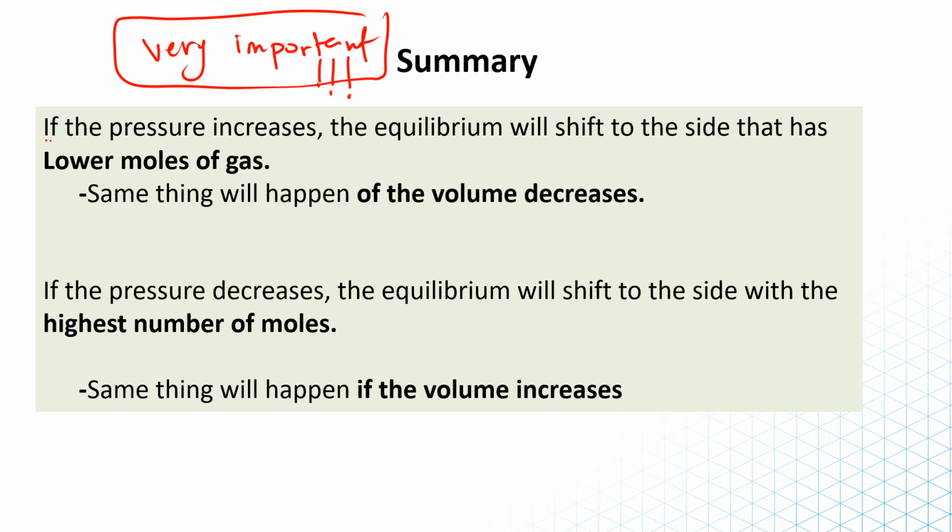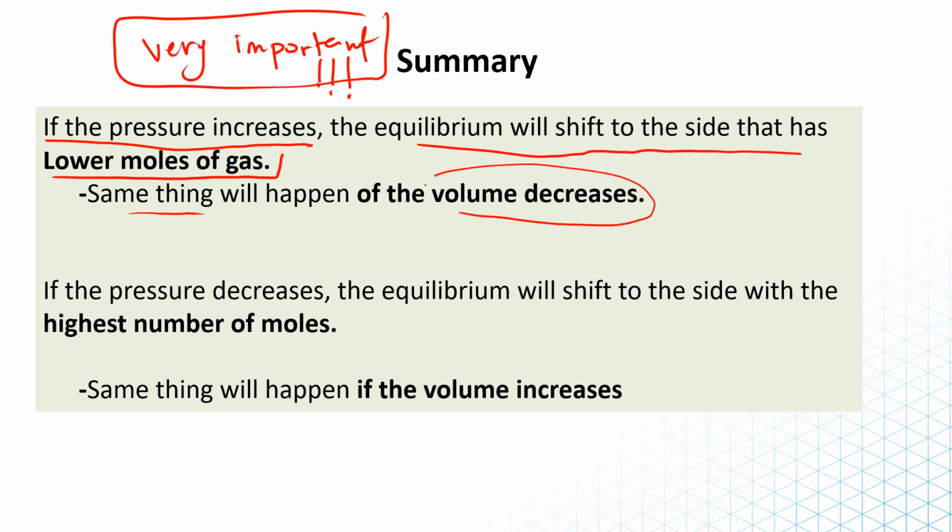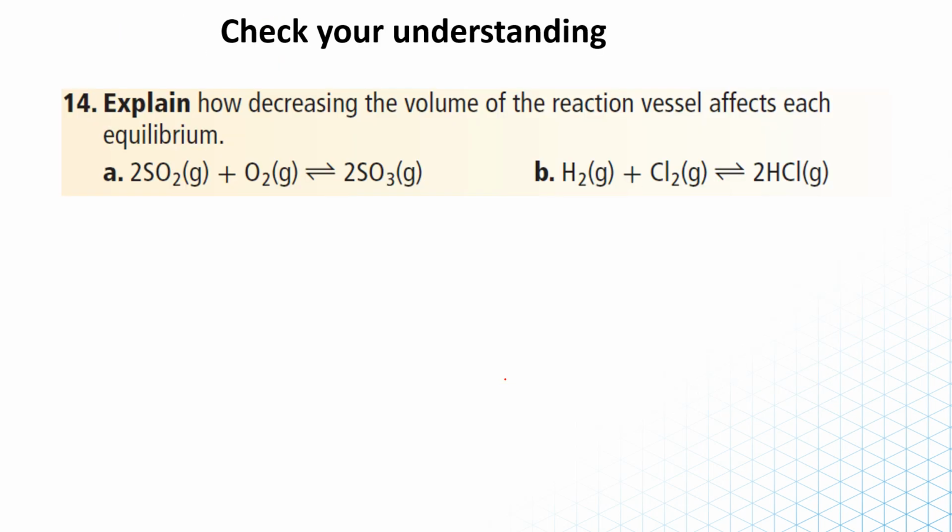So if the pressure increases, if the question says we increased the pressure, the equilibrium will shift to the side that has fewer moles of gas, either right or left. Same thing will happen when they say volume decreases, because we said there is an inverse relationship between volume and pressure, so volume decreases is the same as pressure increases. Now if the pressure decreases, the equilibrium will shift to the side with the higher number of moles, whether right or left depending on the reaction given in the question. Same thing will happen if the volume increases, since there is an inverse relationship between volume and pressure. Let's test this here, guys.